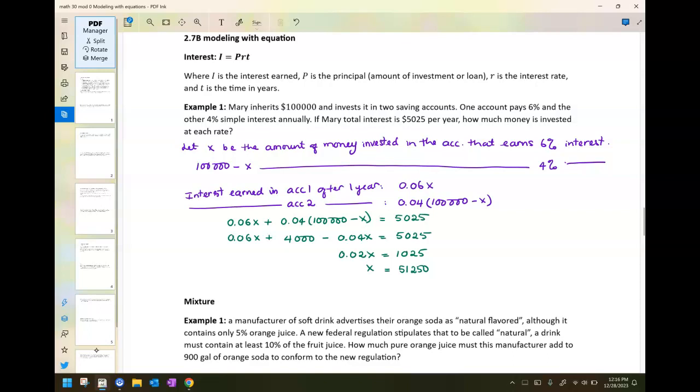So the amount of money invested in the account that earns 6% interest is $51,250. And the amount in the account that earns 4% is the difference, the leftover.